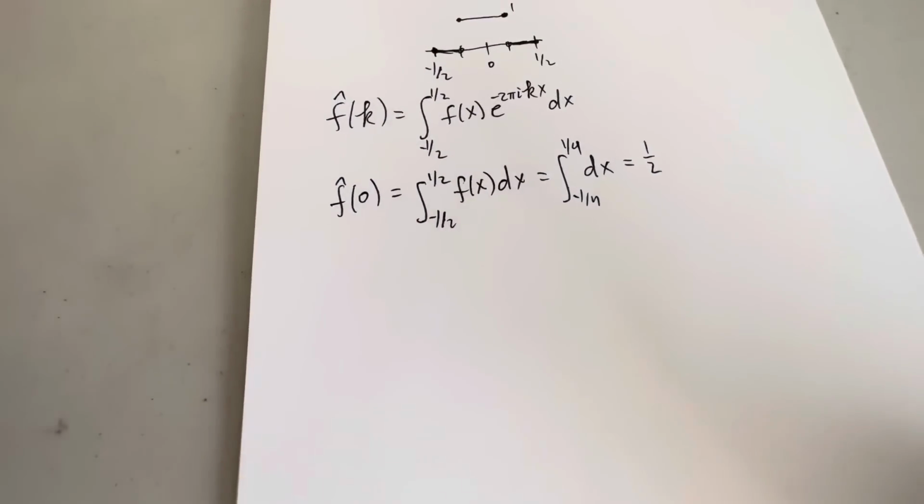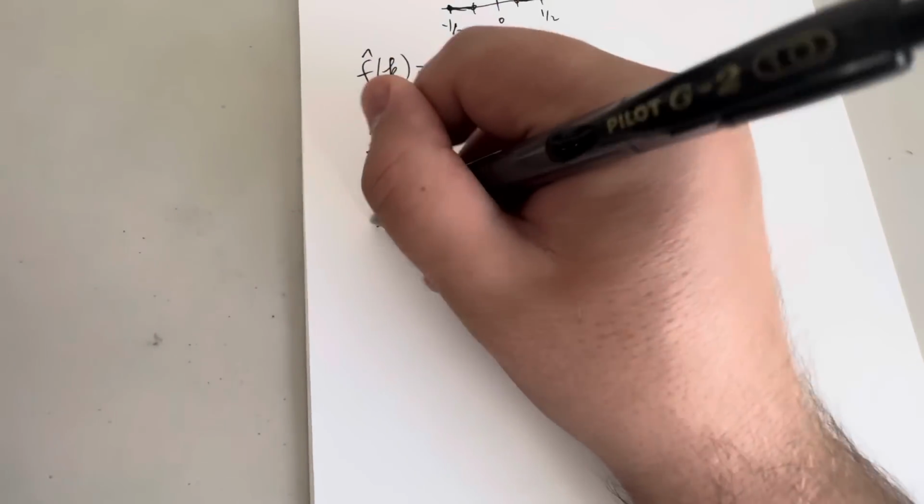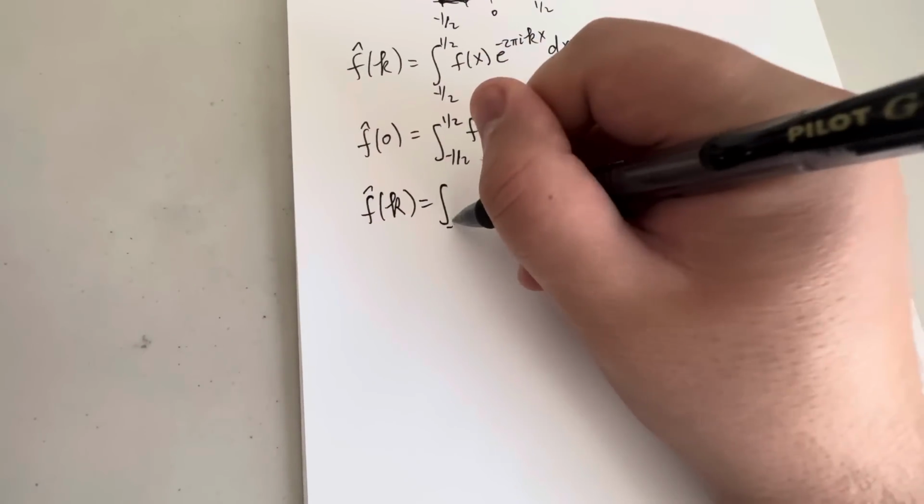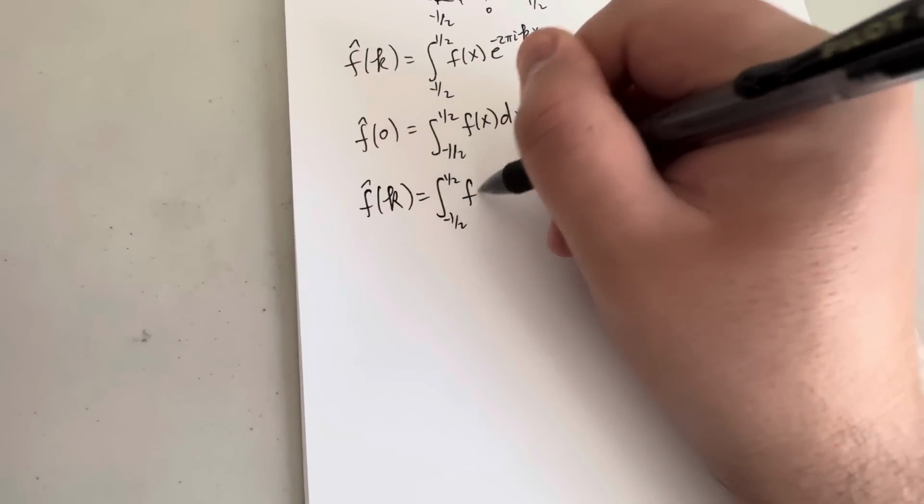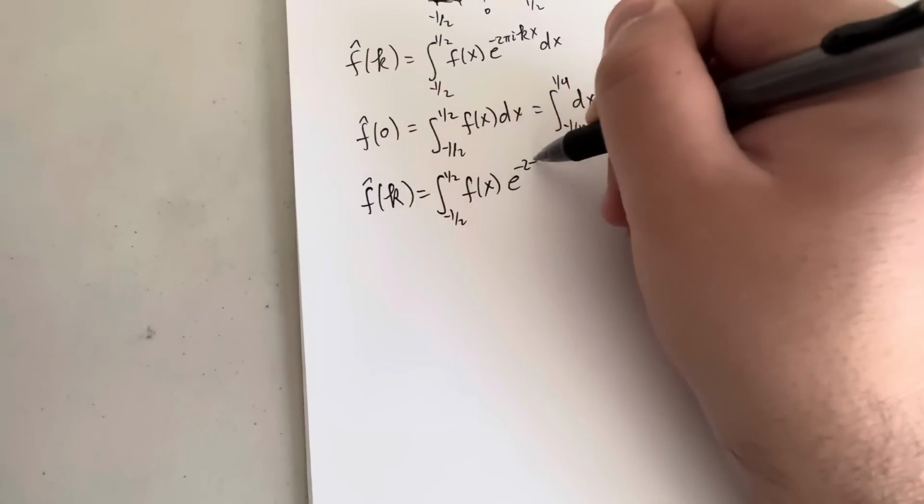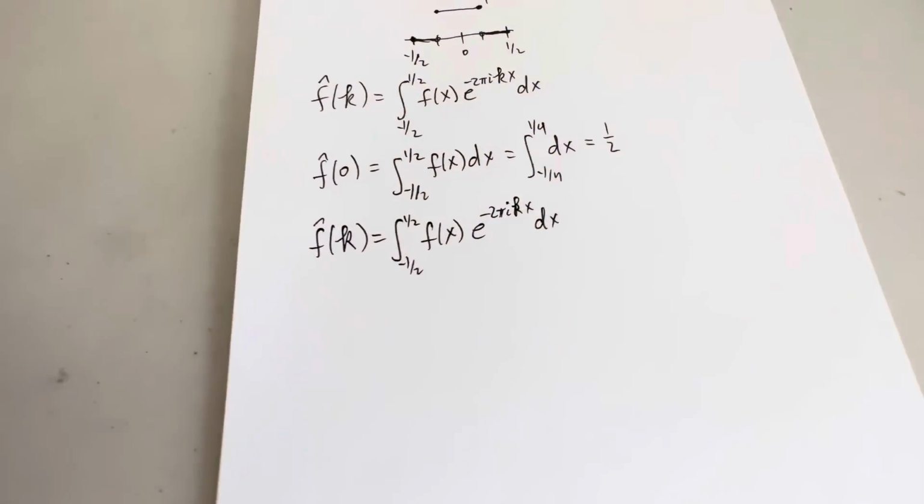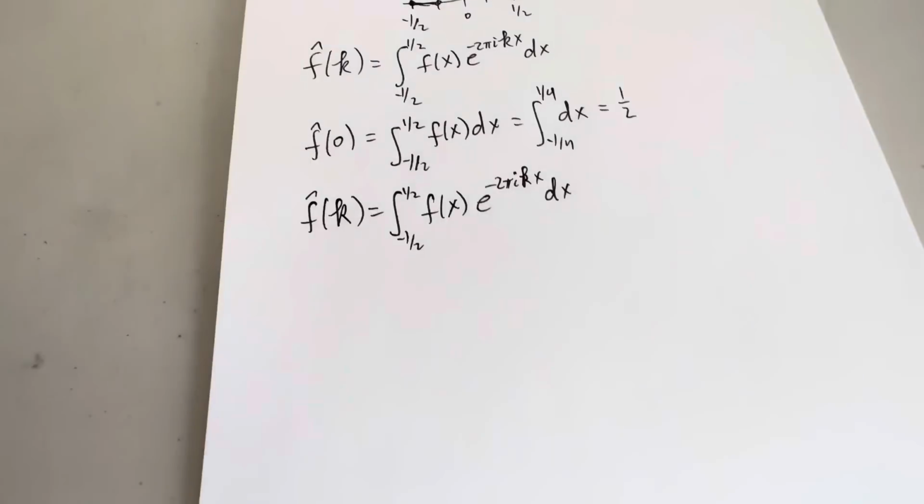Now we need to do it for k not equal to 0. So we have f hat k, the integral of f(x) e to the negative 2 pi i k x dx. So there's a couple different ways that you can do this.